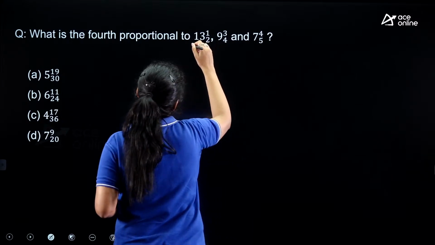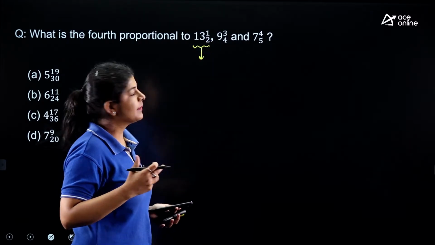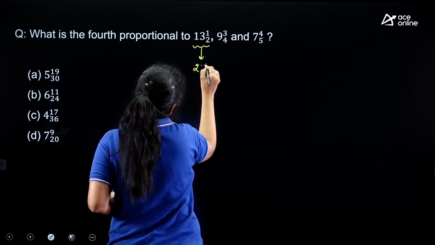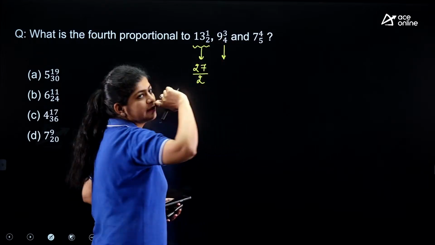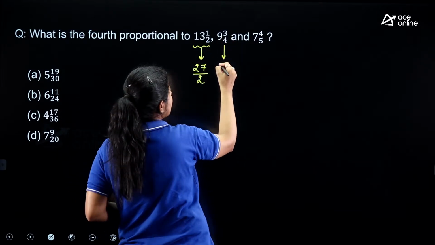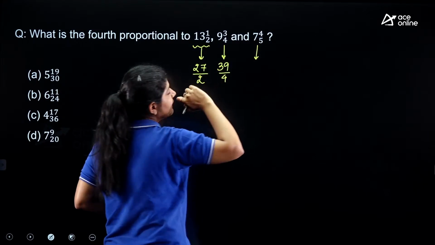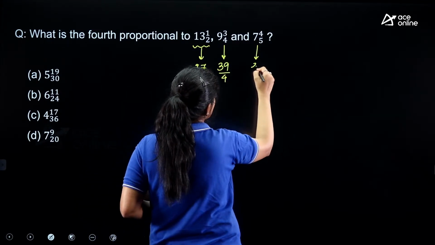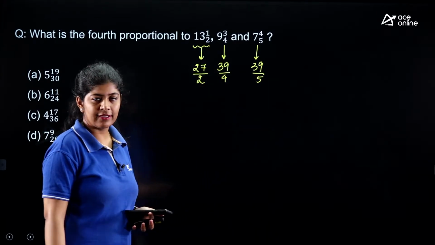First, what I am going to do, I am just going to write down all these values in the simpler format. 13 into 2, that is 26, 27. 27 by 2. This 9 into 4, that is 36. 36 plus 3, 39. 39 by 4. 7 into 5, that is again 35. 35 plus 4, 39 by 5. These are the values that we are having, right?